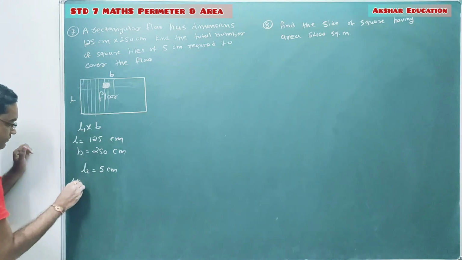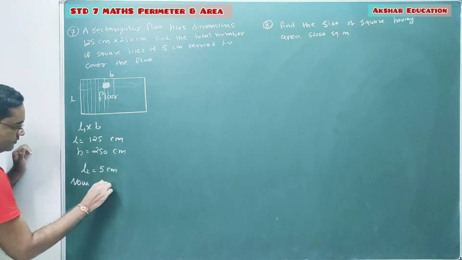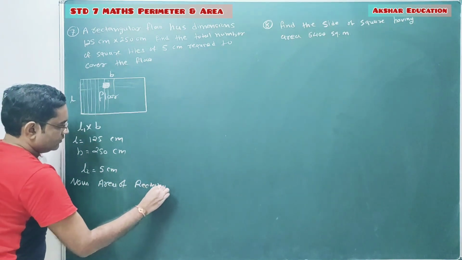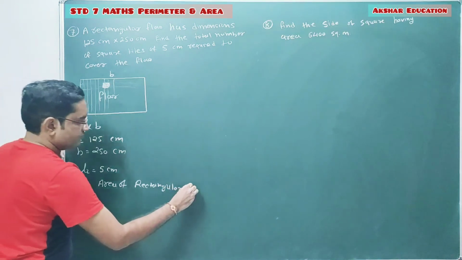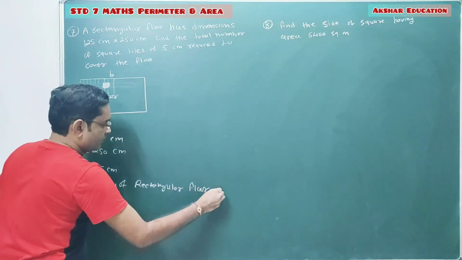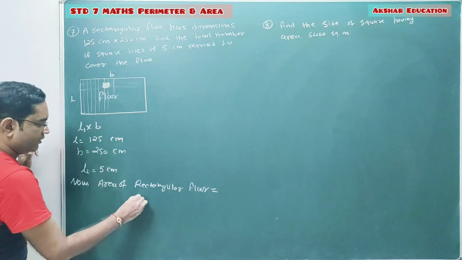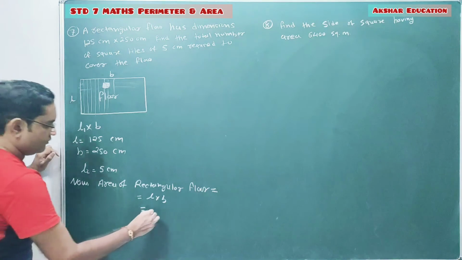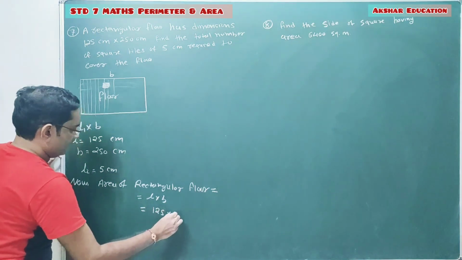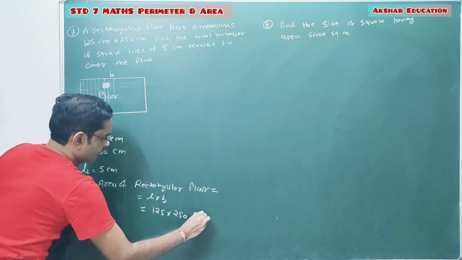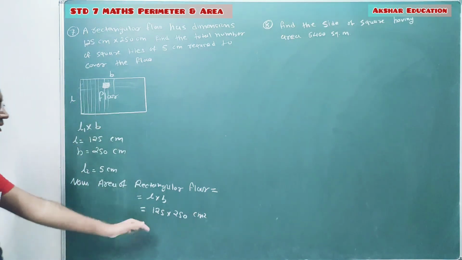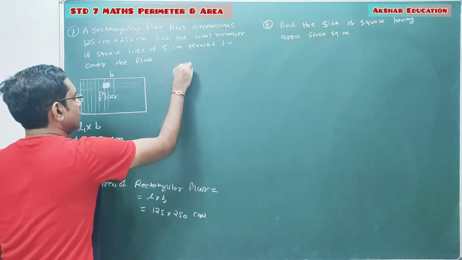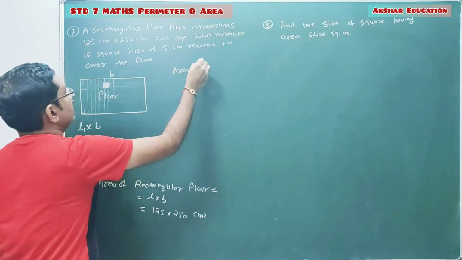So now, area of rectangular floor is equal to area of rectangle, that is equal to L into B, and that is equal to 125 multiplied by 250 centimeter square. Now no need to multiply it. This is the area of rectangle. Then we have to find the area of one tile.